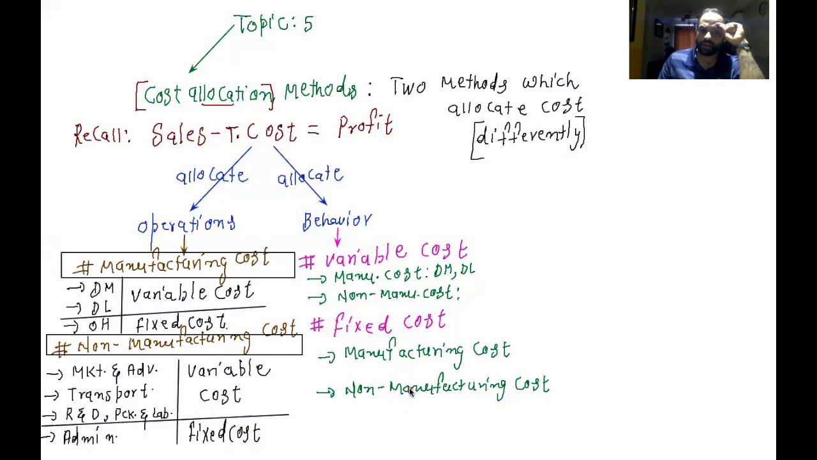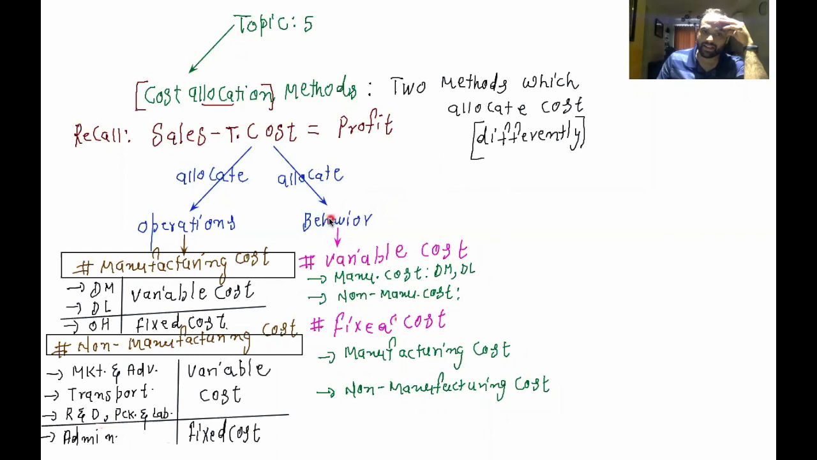Fixed non-manufacturing, which is here. Fixed non-manufacturing, which is administration, salary of office staff. Again, depreciation, insurance, and rent for the office things, right? So that's your fixed non-manufacturing, right?